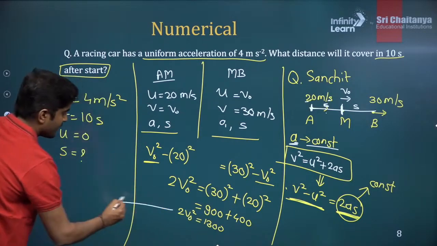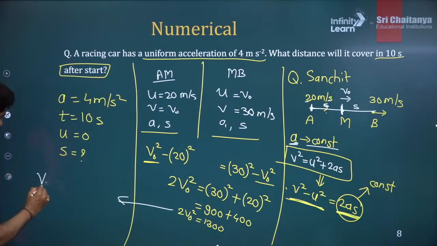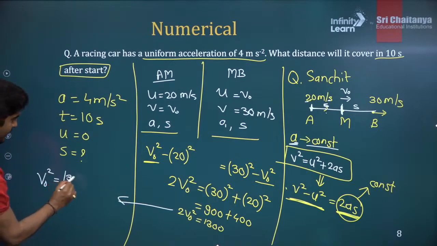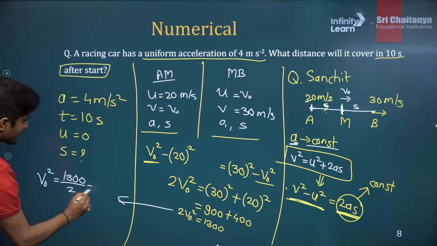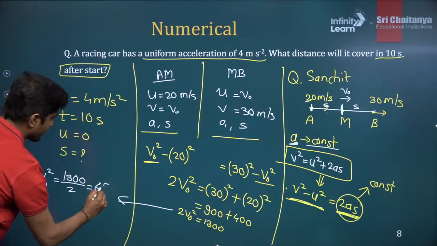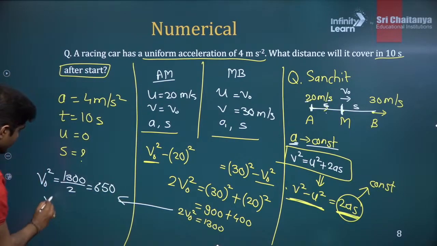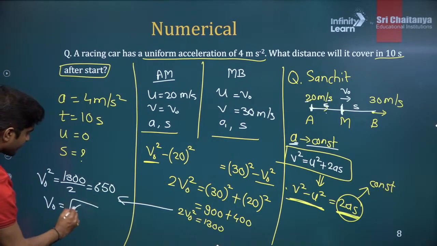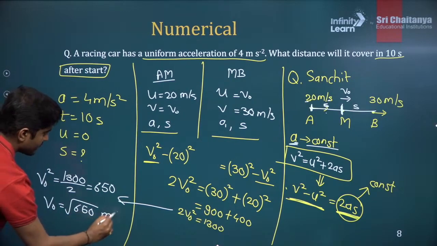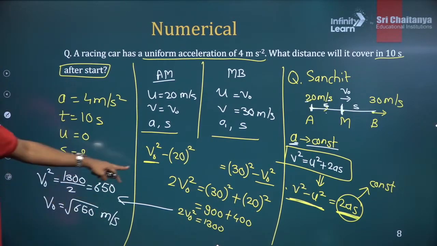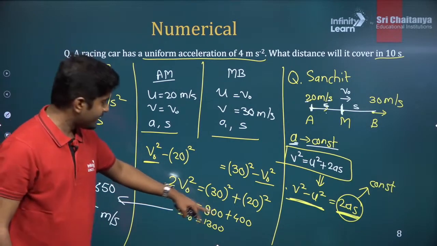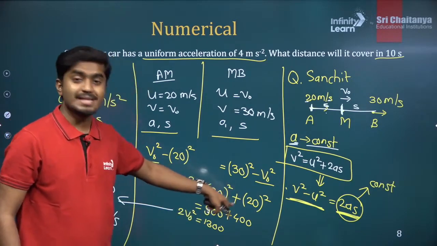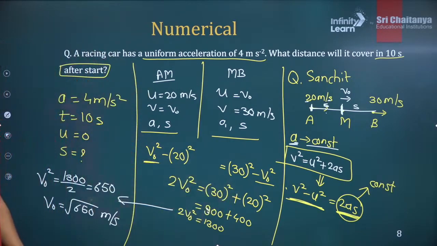So from here, what I can write is V0 square is 1300 by 2, which is 650. So take the V0 as the square root of 650. This much meter per second. There was a mistake that I got here, 500, because I put this as a minus. Yeah, just do the square root. Whatever it comes, that would be your answer. Okay, Sanchit?